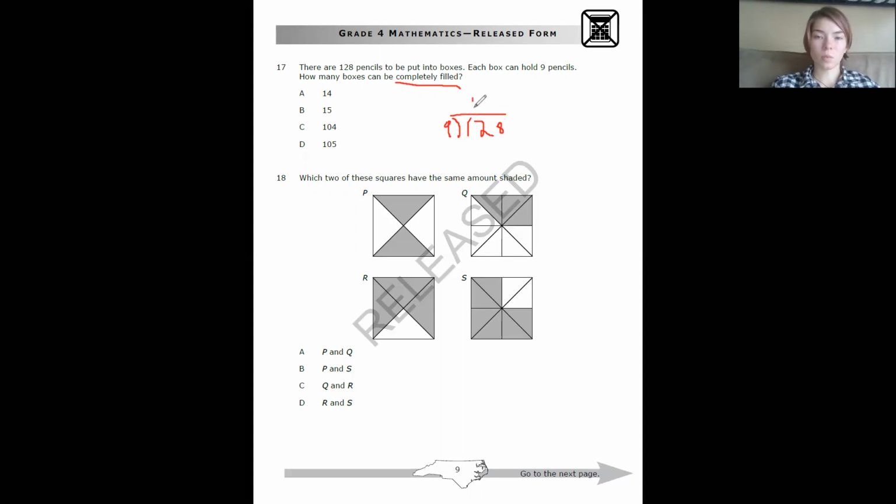Nine goes into 12 one time. 1 times 9 is 9. 12 minus 9 is 3. Bring down the 8. 9 goes into 38 4 times. 4 times 9 is 36. Subtract that, and we get 2. So our answer is 14, remainder 2. So that means that we can fill up 14 boxes, and then we'll have 2 pencils left over. So our answer is going to be 14. And the reason it's not 15, even though those 2 pencils could go into another box, is that that box wouldn't be completely full.